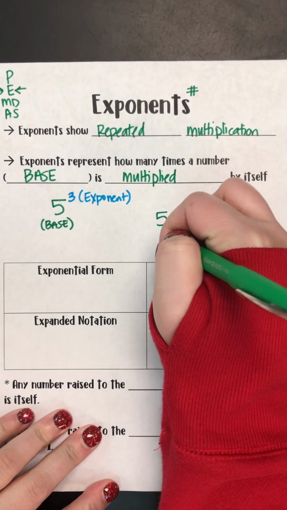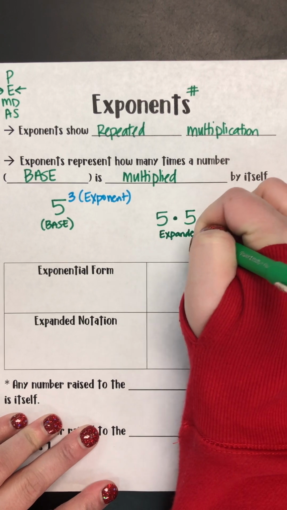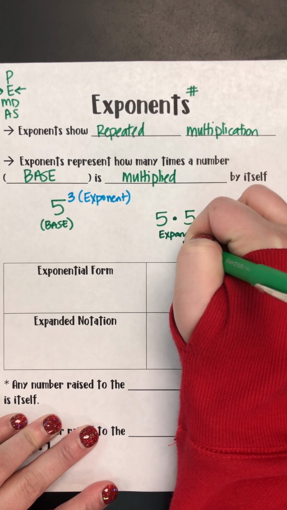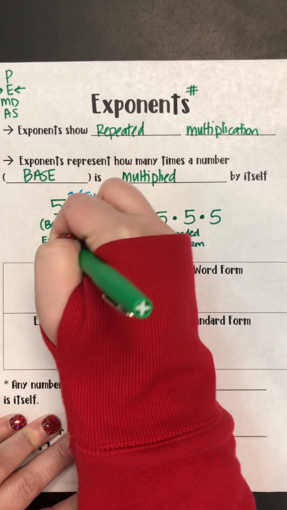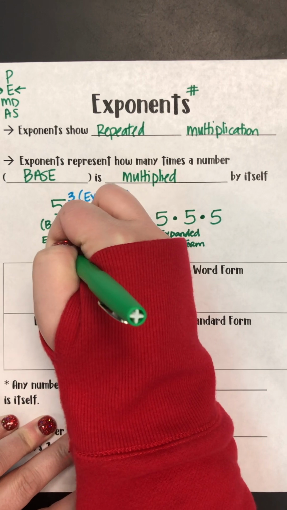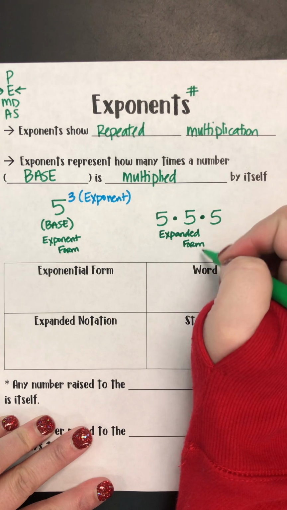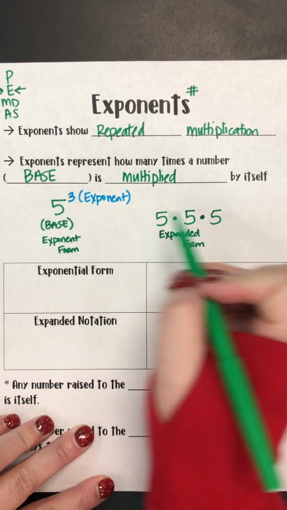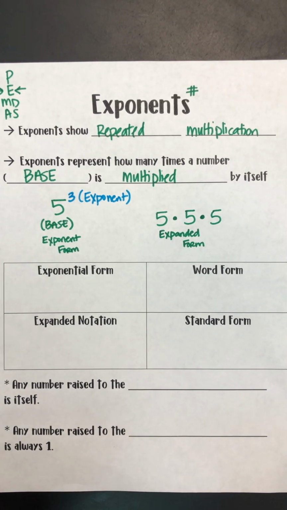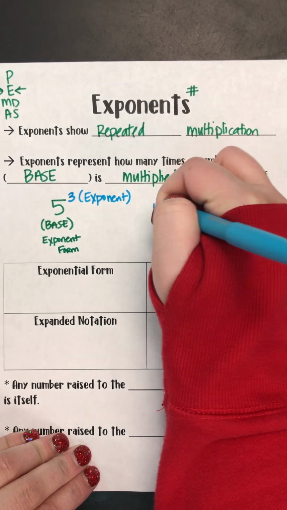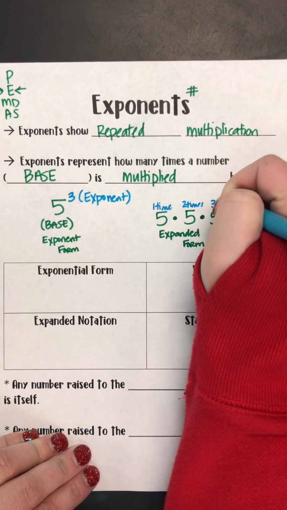This version is called expanded form. This over here is called exponent form. Our number has an exponent, so it's exponent form. This is called expanded form, where we take our base number and we write it 1, 2, 3 times. The 3 told me to write it 1 time, 2 times, 3 times.